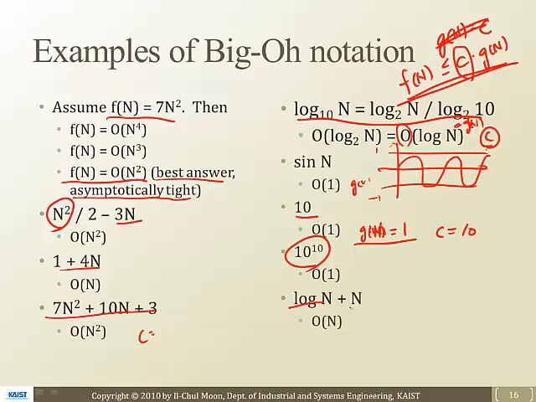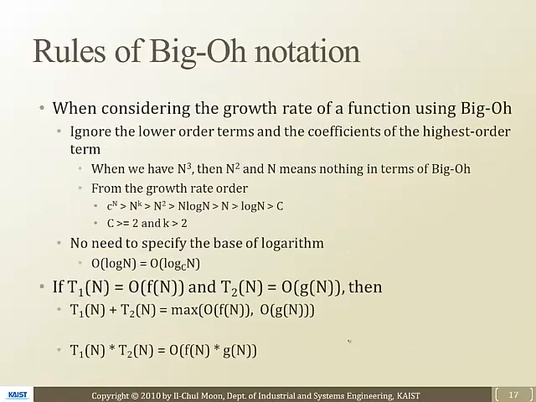And log n compared to n, actually n grows faster. Why is that? Because the log function looks like this and the linear function looks like this. This is n and this is log n, and n grows much faster, so it's going to be big O of n. So it's simple.